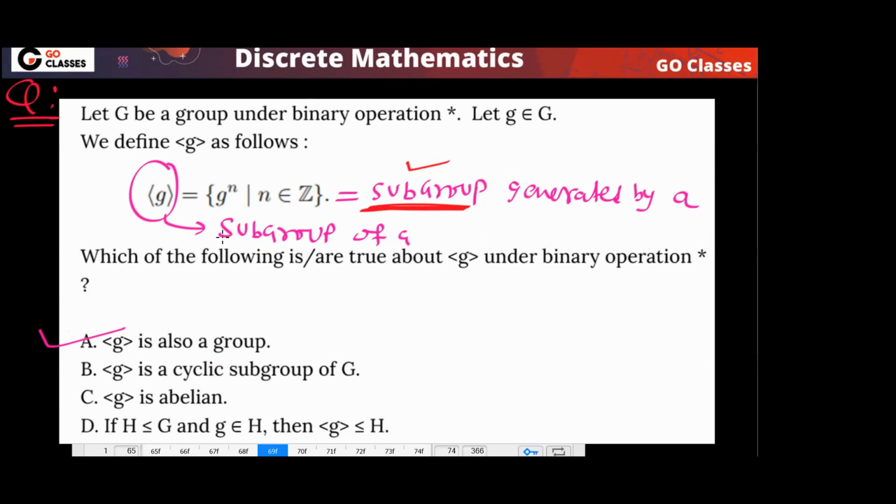Can I say this is cyclic? What is the generator? Tell me, what is the generator? The generator will be a. Just think about it.